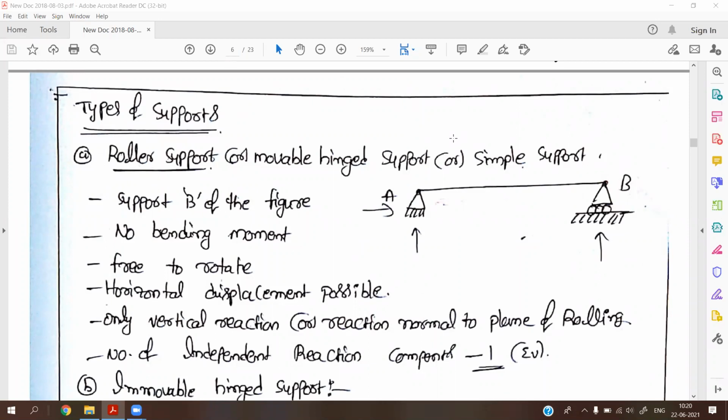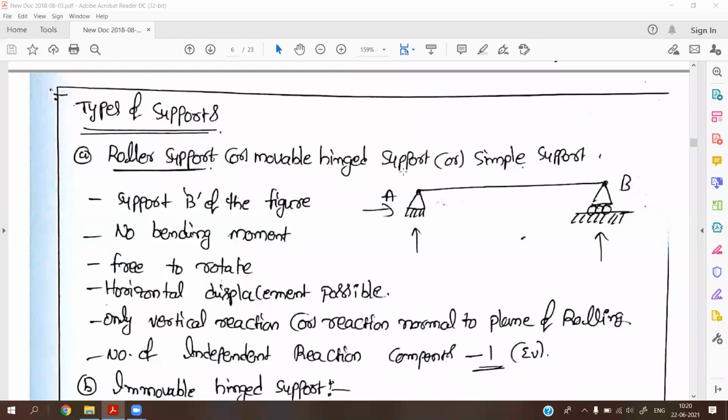So for that purpose, first I need to know which type of support has which type of reactions, and how many equilibrium equations there are for the beam or a structure, meaning a frame or a truss. Okay, first we need to discuss the first two reactions.